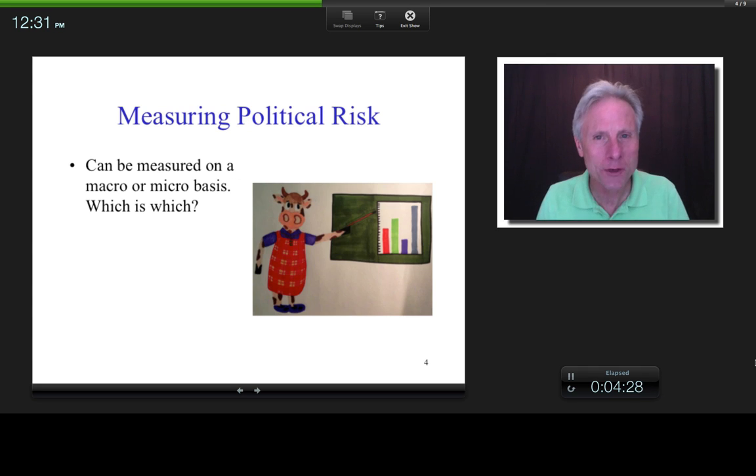So let's look at measuring political risk. How is political risk measured? Well, basically, it can be measured on a macro or a micro basis. And what do you think the difference is between the two?